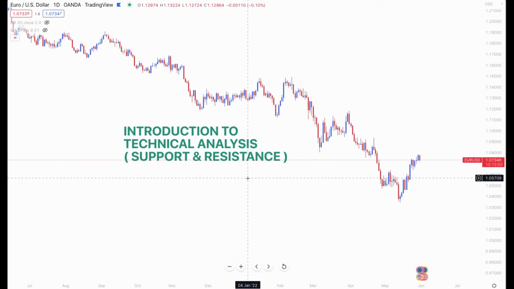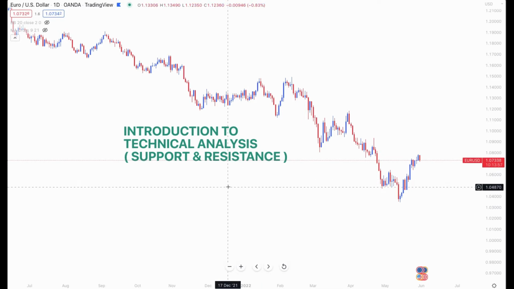Today, we will be going through an introduction to technical analysis. What is it? And is support and resistance just another tool in our technical analysis?